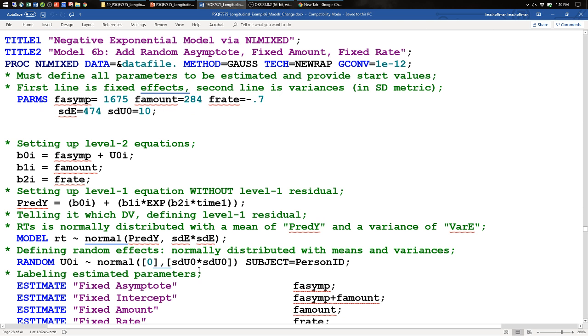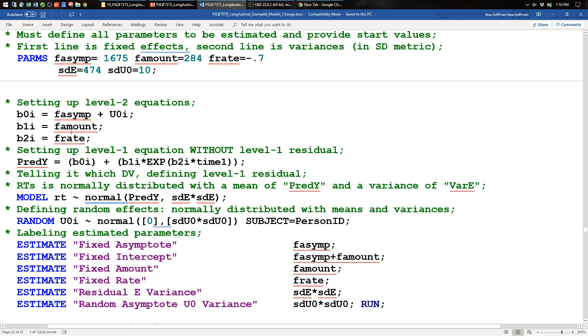Add a random asymptote. So now my fixed effects have better starting values. And I'm making up some positive number for my random asymptote variance. So a semi-educated guess. Positive would be the important thing. Here are my level 2 equations where I've added a random asymptote. So U0I is what I'm using here.